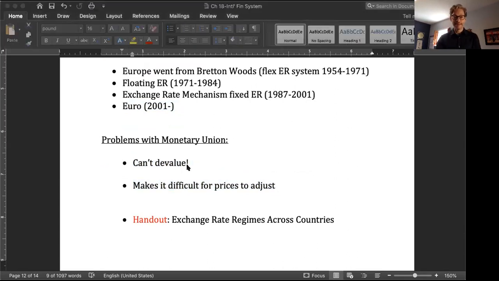In many ways, it provides huge advantages to Europe, but in other ways, it creates problems, right? Because it doesn't really give them the flexibility to respond to things like an international financial crisis.